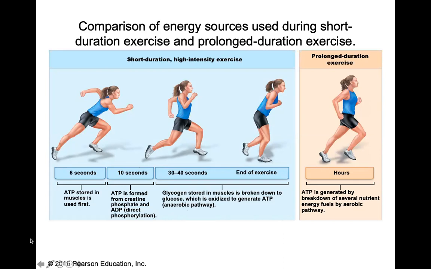So looking at this picture, let's say you're running 100 meters, right? Versus you're doing a marathon or a 40-minute jog or whatever, right? So that's the main difference here. If your activity is fast, you don't even tap into an aerobic process.